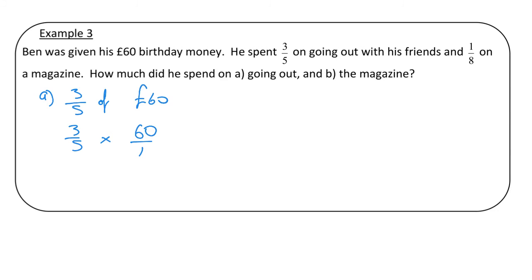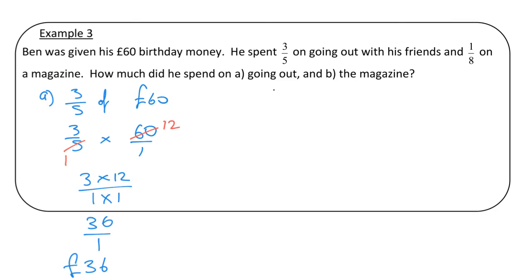We then look and see where we can cancel, and the 5 and the 60 cancel to give 1 and 12, so dividing both of those by 5. 3 and 12 could be divided by 3, but remember we don't cancel sideways, we only cancel a top with a bottom. So now we multiply across, and we get 3 times 12 over 1 times 1, which is 36 over 1, which is £36. So Ben spent £36 on going out with his friends.